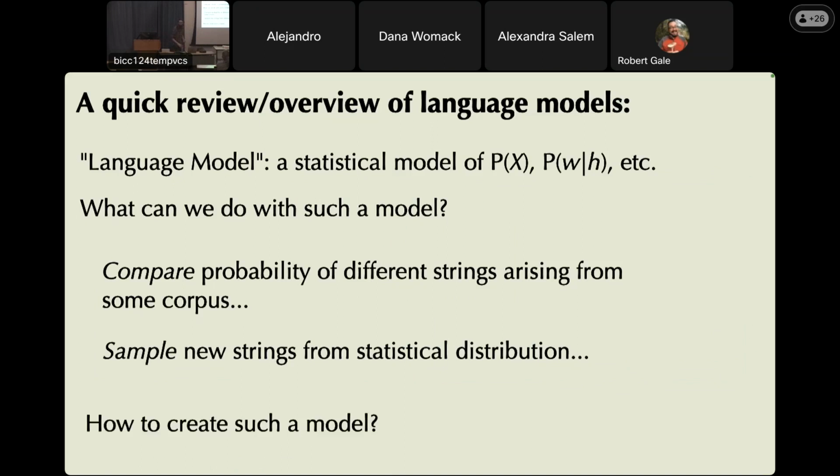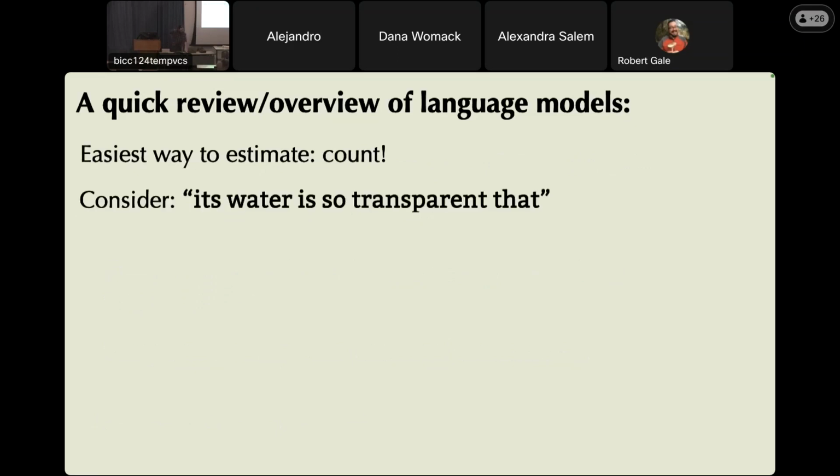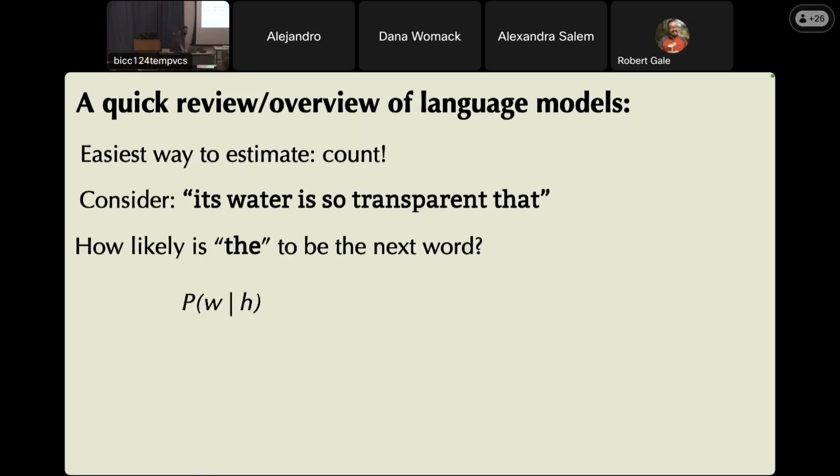How do we make one of these? The easiest way is to count. We get a bunch of text and we start counting. So if we have a sequence, "its water is so transparent that", we want to know how likely "the" is to be the next word out of all the words that could come next, right? That's the conditional probability formulation. We can estimate that by counting.